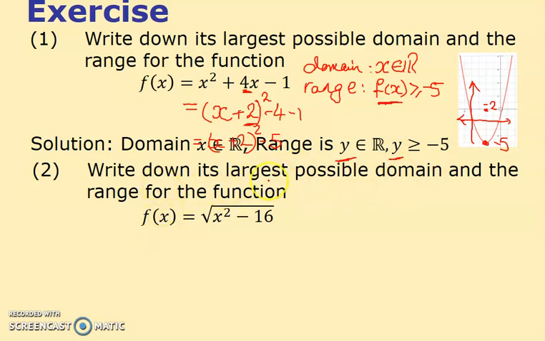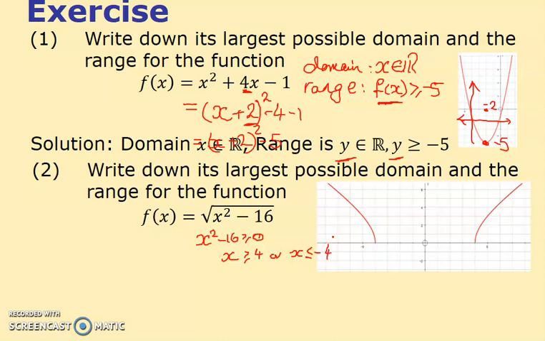And the second one, the largest possible domain and the range for this function. But again, I know I'm not allowed to do negatives. So x squared minus 16 is greater than or equal to 0. Oh, you've got to be a bit careful with inequalities. There's 4 and there's also a minus 4. Let's put equals them as well. I think it's that, but you'll probably see this on the graph better.